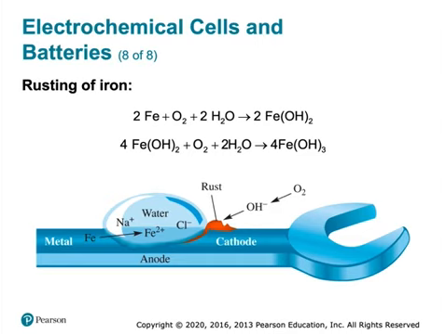So the anode corrodes, the iron is the metal that's corroding, and then the rust itself is the cathode. The cathode grows, and in that water you have an ion. That's where the ions flow. So one of the ways to get rid of corrosion is to make sure it's never wet.